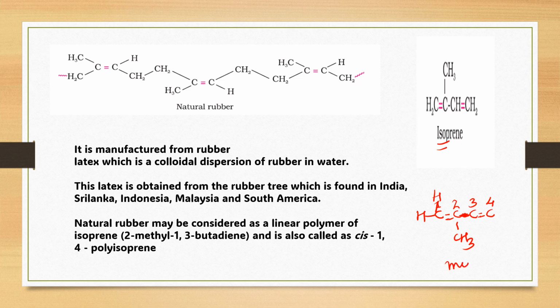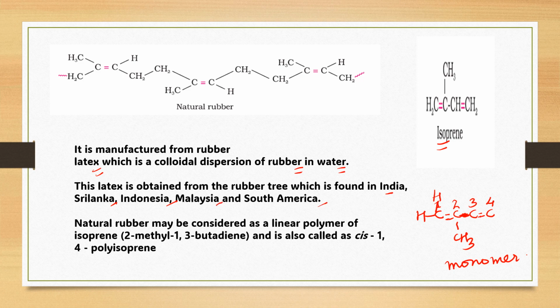This is the monomer of natural rubber. So how it is manufactured? It is manufactured from rubber latex, which is a colloidal dispersion of rubber in water. So latex is obtained from the rubber tree, which is mainly found in India, Sri Lanka, Indonesia, Malaysia, and South America.